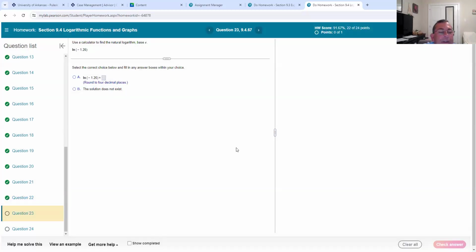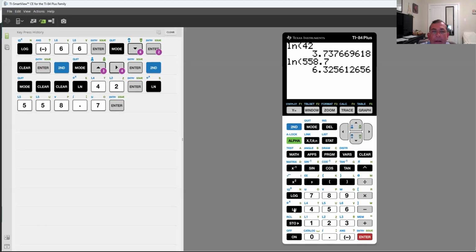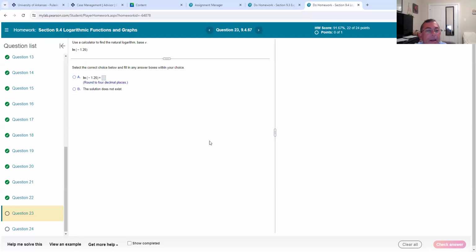So what do you think this answer is? LN of a negative number. LN of a negative 1.26. See, y'all, LN's on the front of this calculator. Oh, I forgot my number. Let me go back. All right, so that's an LN of a negative 1.26.